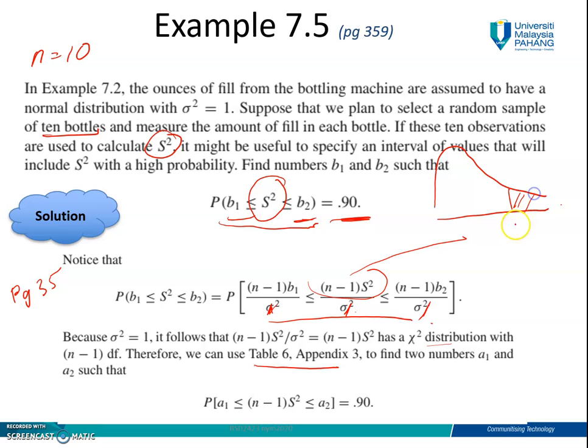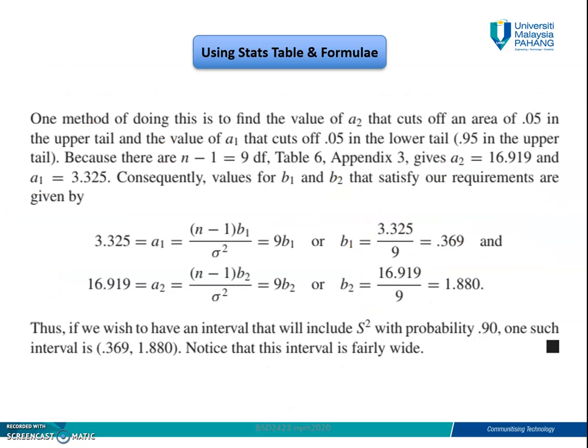Here is alpha over 2, so here will be 1 minus alpha over 2. If you look here, 0.9, you know that your alpha is 0.1. So when you divide by 2, here will be 0.05, here will be 0.95. Now we want to find A1, B1, A2, B2, so using the statistical table again, page 35, in your statistical table and formula.